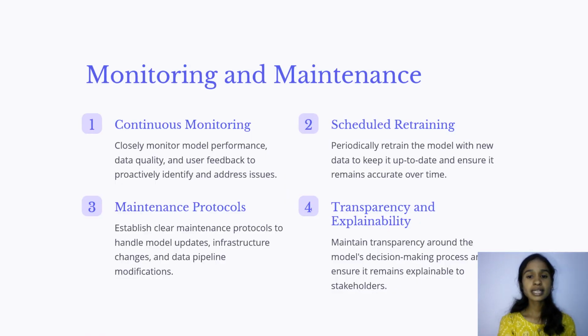Next, monitoring and maintenance. First, continuous monitoring, scheduled retraining, maintenance protocol, transparency and explainability. First, continuous monitoring. Closely monitor model performance, data quality and user feedback to proactively identify and address issues. Next, scheduled retraining. Periodically retrain the model with new data to keep it up to date and ensure it remains accurate over time. Next, maintenance protocol.